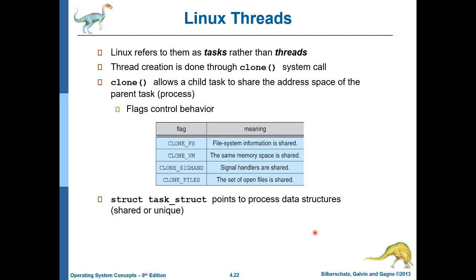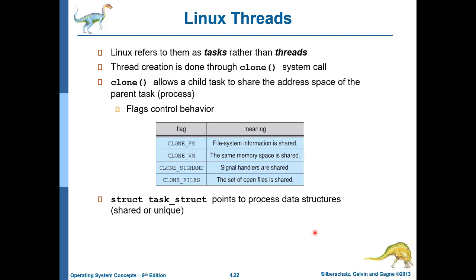After Windows threads, this is the last slide of this chapter, which is about Linux threads. In Linux, instead of threads, we use the term task. A task in Linux is the same thing as threads in the Windows operating system. To create a thread, you use the clone system call, which creates a thread that allows the child task to share the address space of the parent task or parent process.